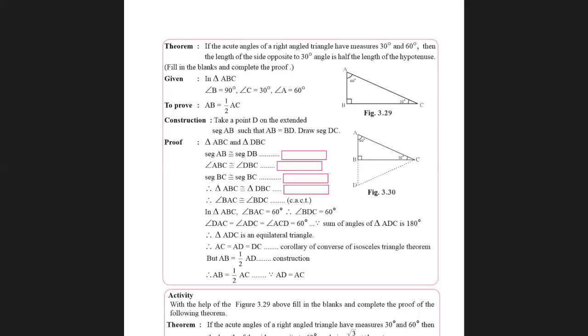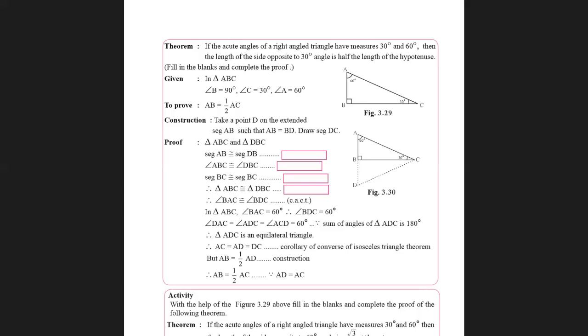Now, how do we get it? See, we proved angle A is 60 degrees. We are given angle A is 60 degrees. We said angle D is also 60 degrees by CACT. Now, if you look at the figure, you are given angle ACB is 30 degrees. Now, what remains? Angle BCD. So that has to be 30 degrees. Only then the sum of all angles of triangle ADC will be 180 degrees, right?